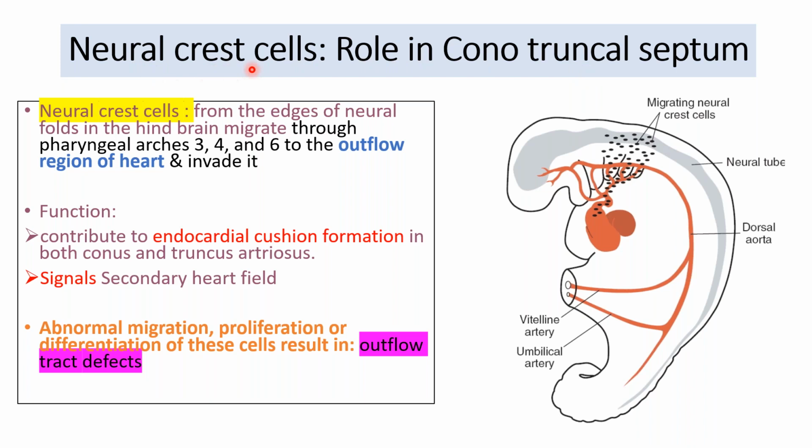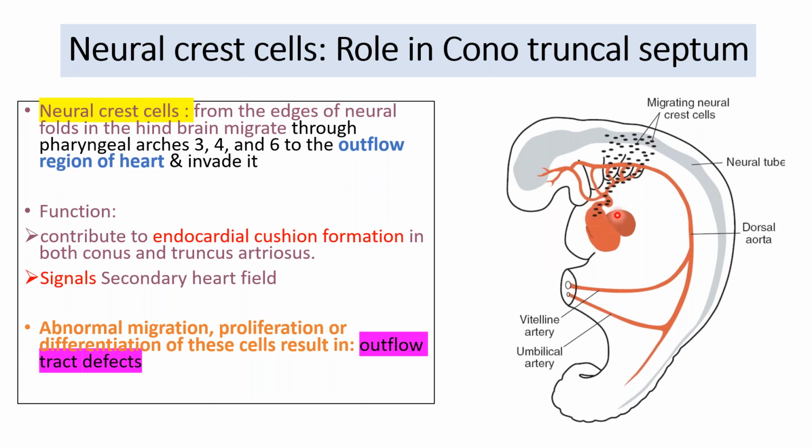Now, there is a role of neural crest cells in the formation of this conotruncal septum. We all know that the neural crest cells are at the edges of the neural folds. These neural crest cells migrate through the pharyngeal arches 3, 4, and 6 to the outflow region. This is the outflow region of the developing heart. So these neural crest cells from the edges of the neural folds migrate along the pharyngeal arches 3, 4, 6 and reach the outflow region of the heart and invade it.